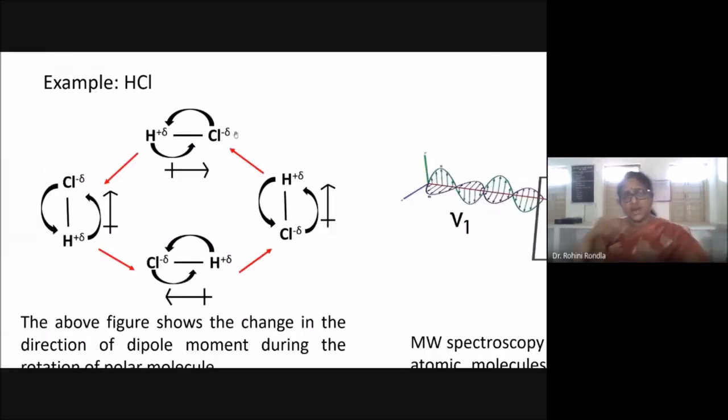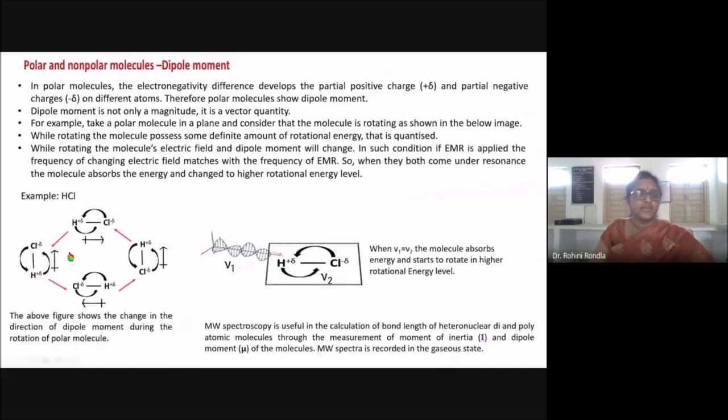Hydrogen and chlorine, if we keep rotating them around like turning a steering wheel, the positions of the hydrogen and chlorine atoms are changing. That is understandable. But at the same time, the electric charge is also rotating. See this, the bonded electrons' movement is also changing. So the electric field is also changing. While rotating the molecules, the electric field and dipole moment will change. Because see here, the dipole moment direction is right side. Here the dipole moment direction is left side.